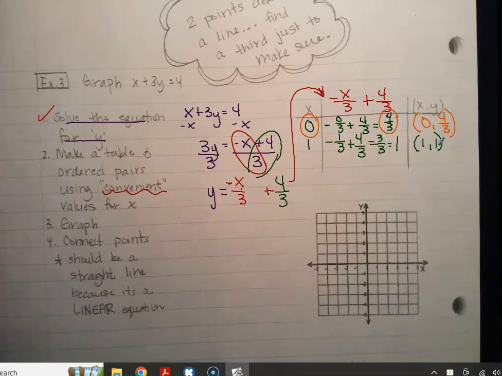Any thoughts on another convenient number? Maybe you said it, maybe you didn't. We're going to use 4. So our x is 4, so negative 4 divided by 3 plus 4/3. The reason it's convenient, right? Negative 4/3 plus 4/3 equals 0. So our ordered pair is going to be 4, 0.